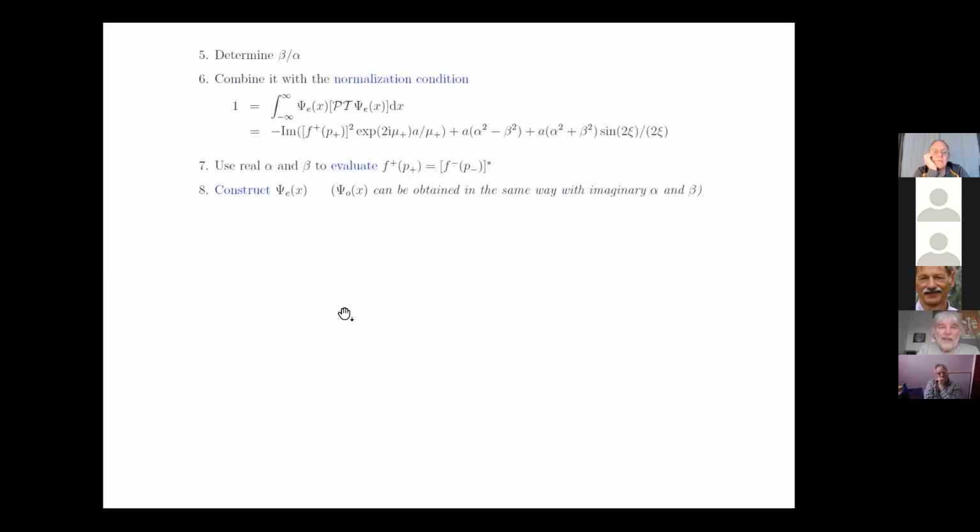Okay, so then if we determine the solutions of this algebraic equation, we have alpha and beta. We then can determine the ratio from the normalization, and we can put everything into the formulas, and we have all the wave functions ready.